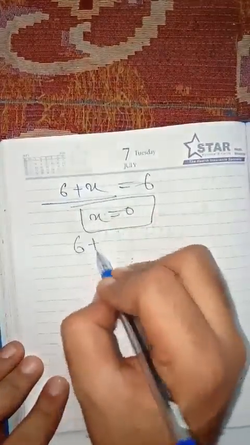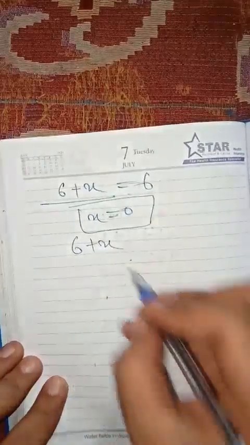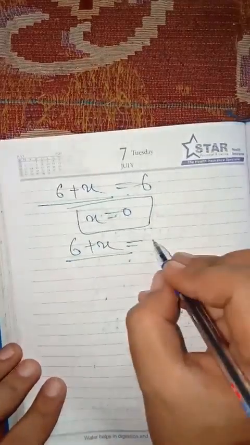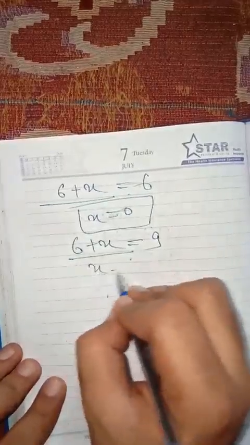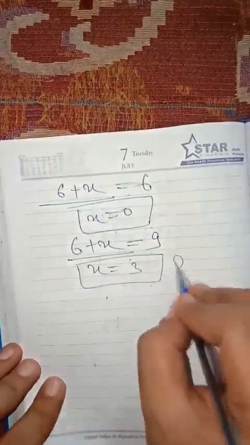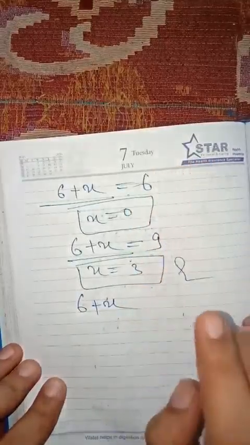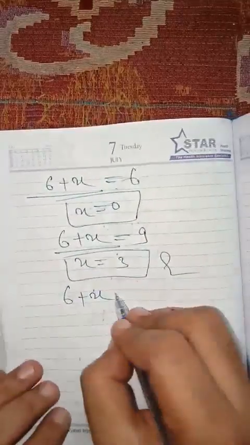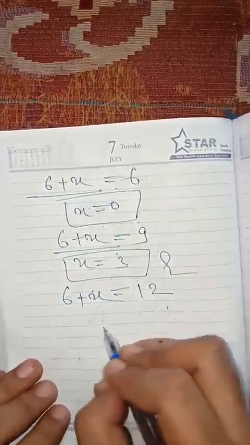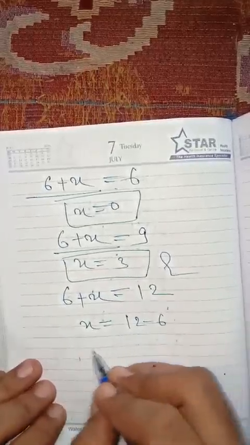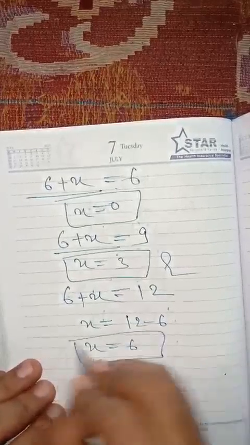But it is not essential that this will be equal to 6 only. This can be equal to another number which is in the table of 3. So this can be 9 also. So x will be how much? In that case, 3. And it is not essential that this will be equal to either 6 or 9. In the table of 3 there are other numbers like 12. So if this is equal to 12, then x will be 12 minus 6. So x will be 6 in that case.